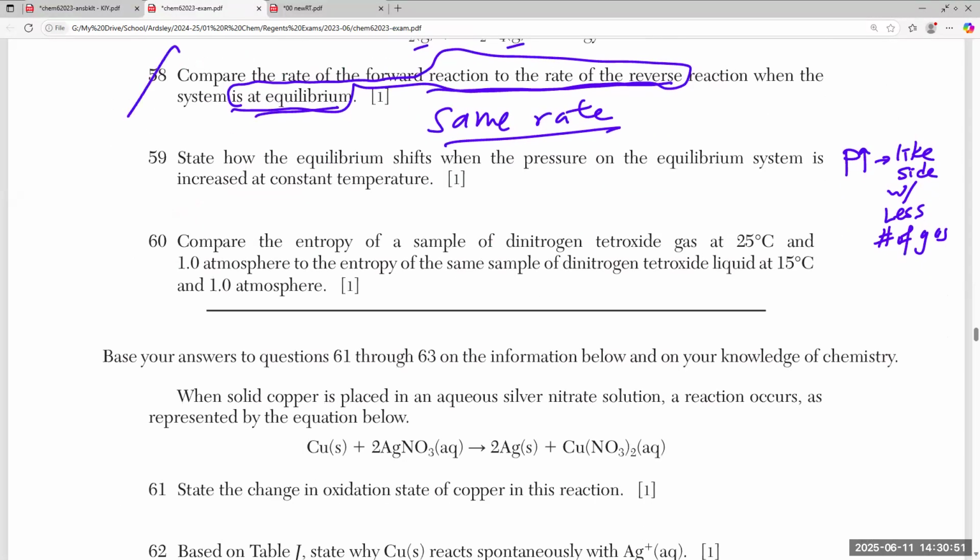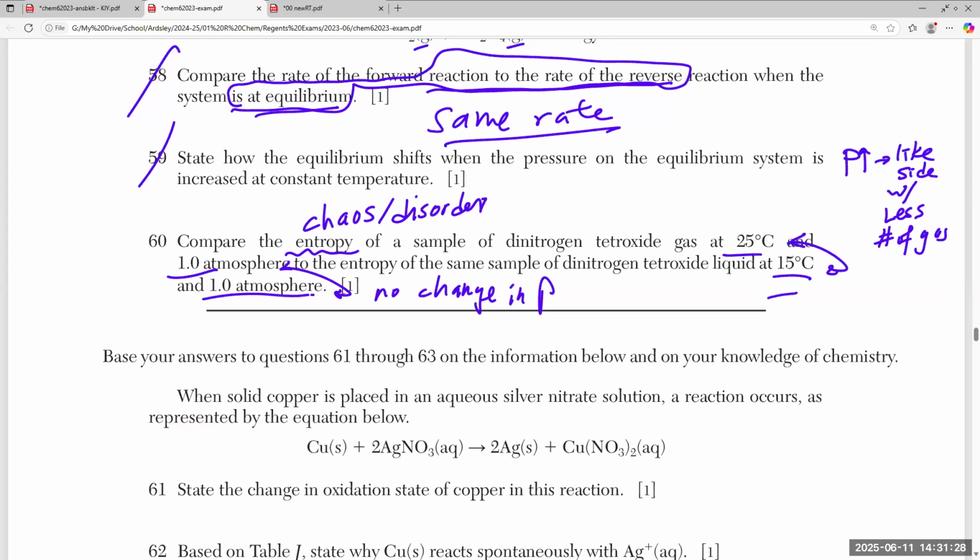All right, so number 60, compare the entropy of a sample of dinitrogen tetroxide gas. Entropy, right? What's entropy? Remember, it's the chaos, or disorder. At 25 degrees Celsius and 1 atmosphere, this is condition 1, to the entropy of the same gas at 15 degrees Celsius and 1 atmosphere. So what happened? No change in pressure, but what happened to temperature? Temp went up or down? Right, it went down.